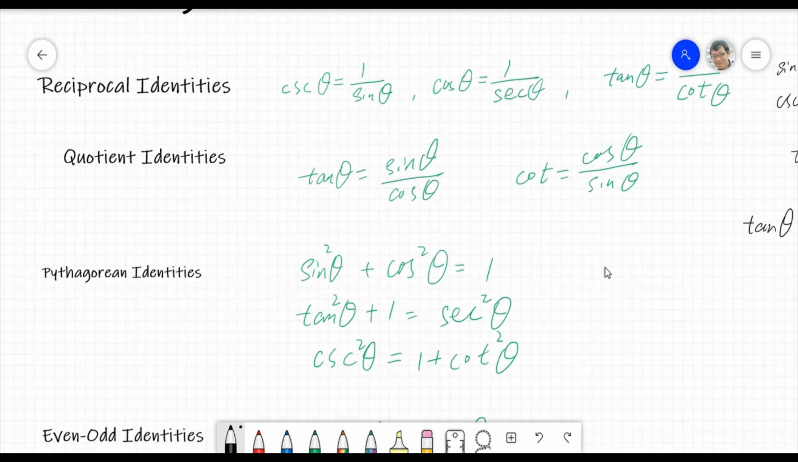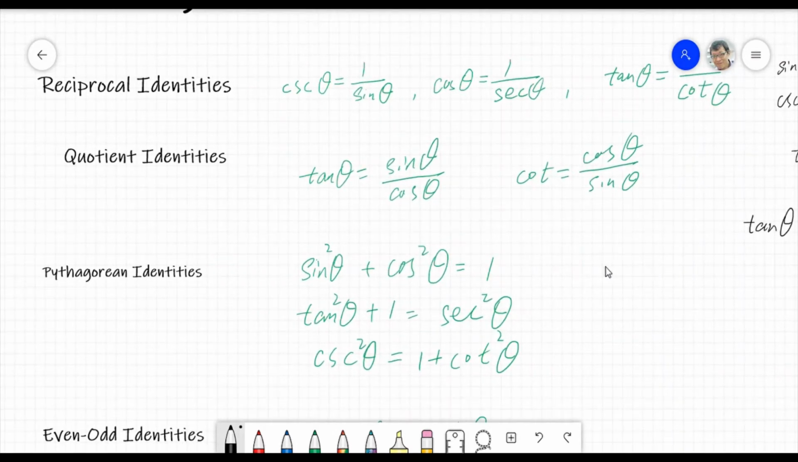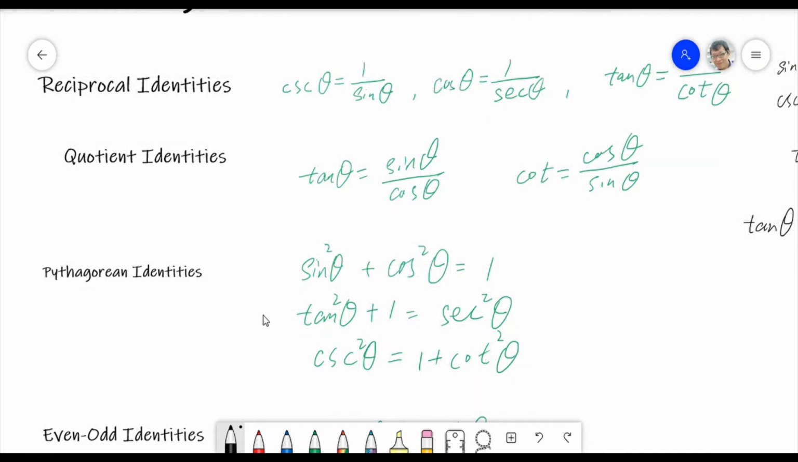Then there is the Pythagorean identity. There are three of these. Sine squared theta plus cosine squared theta equals 1. This one you have to remember. The second is tangent squared theta plus 1 equals secant squared theta. And the third one is cosecant squared theta equals 1 plus cotangent squared theta.